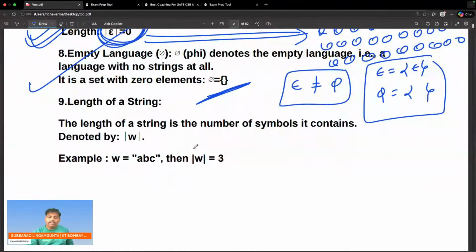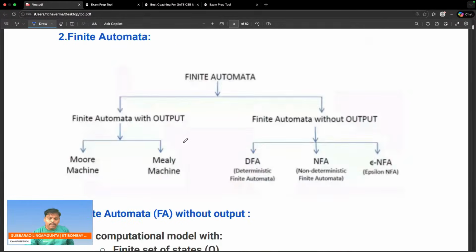Next one. Length of the string. Simply, if w is abc, the length is 3. That is also okay. I just wanted to revise one time. More than that, nothing is there.